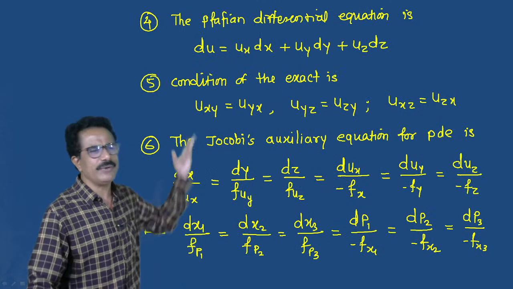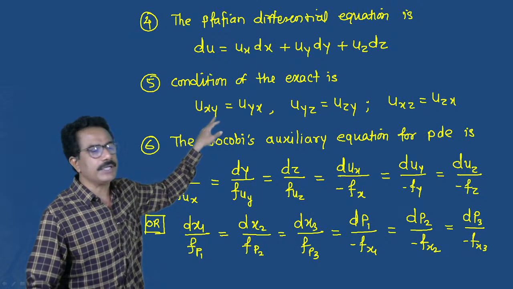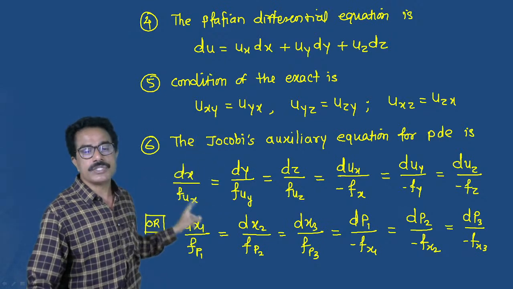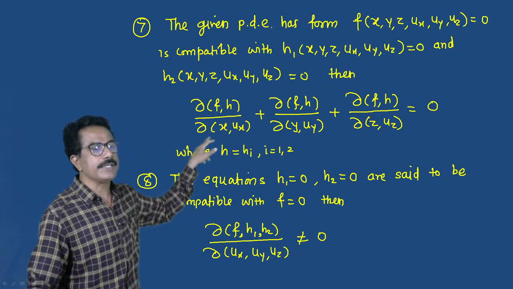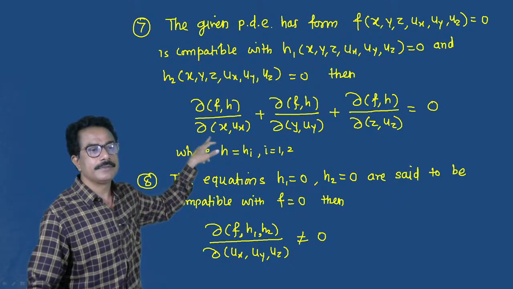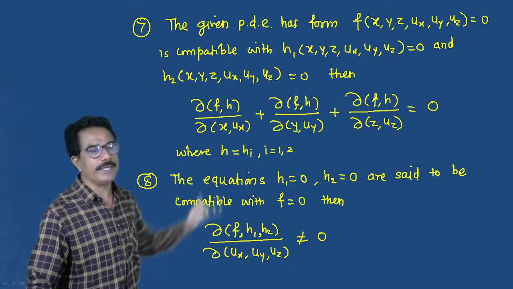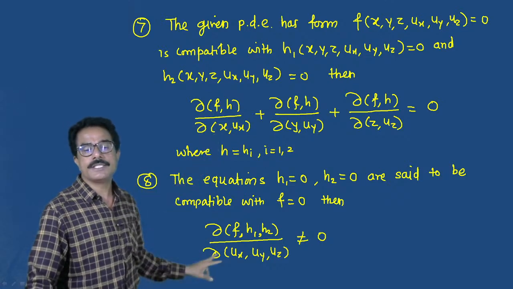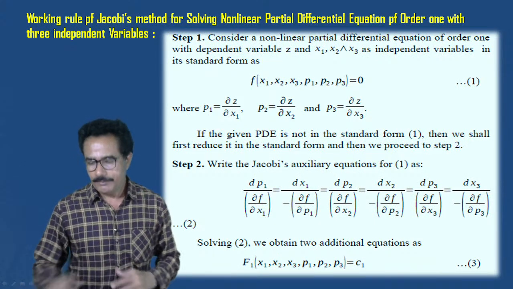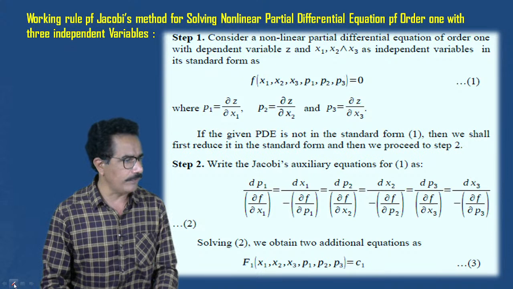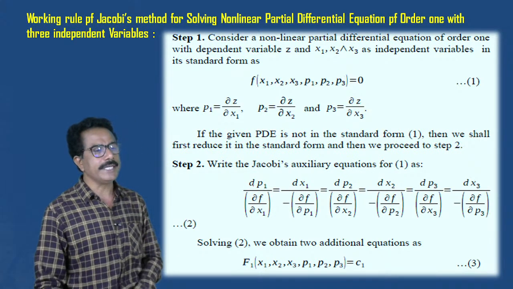Okay, already we have discussed this. This is the Pfaffian differential equation. This is the condition of exactness. This is the Jacobi's auxiliary equation. Okay, this is the condition for compatibility. If h1 and h2 are compatible with f, then we can write this condition, or this is also another condition. Now the working rule for Jacobi's method to find the solution of a non-linear differential equation.